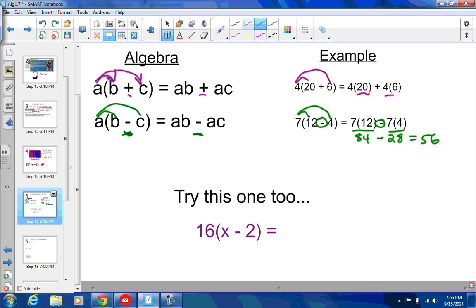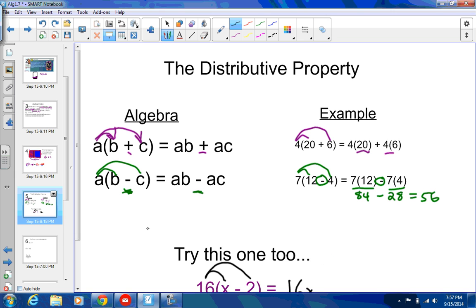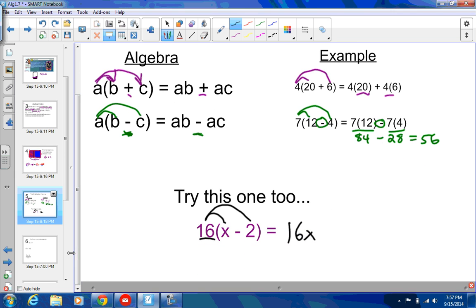All right, so if we did this one, again, this is going to be your A. So this is the thing that's outside. It's going to be distributed to everything on the inside. And so the 16 is going to distribute to the X. So it's going to be 16X. It's also distributed to the 2. If you want to picture that box from the slide before, you're distributing that 16 to the X and that 16 to the 2. And keep that subtraction sign in the middle. And then distribute the 16 to the 2.